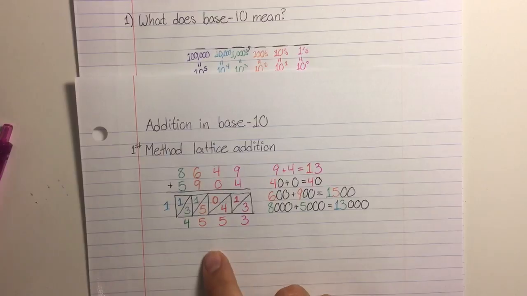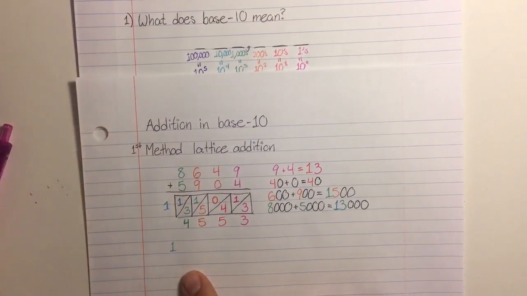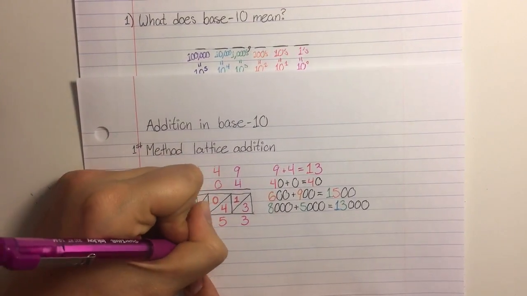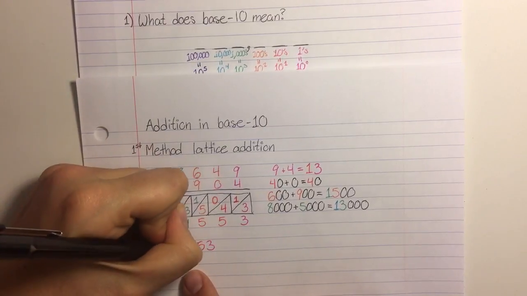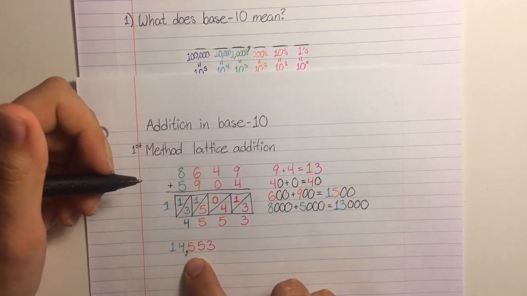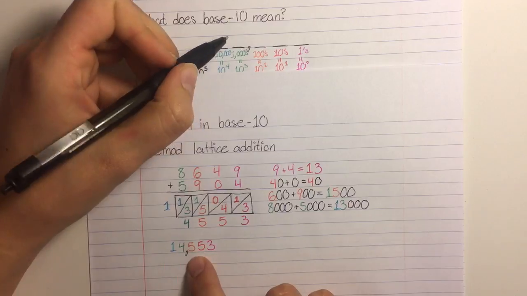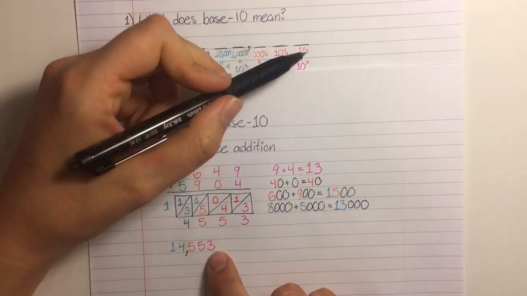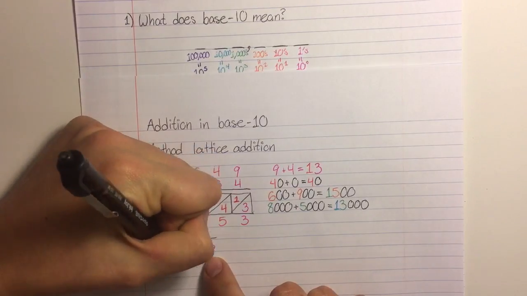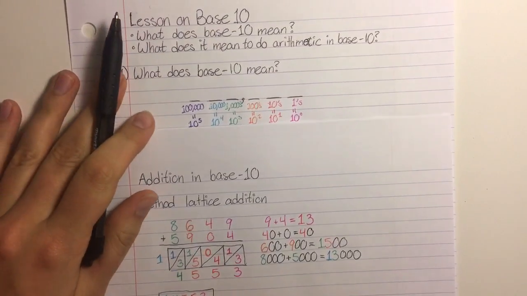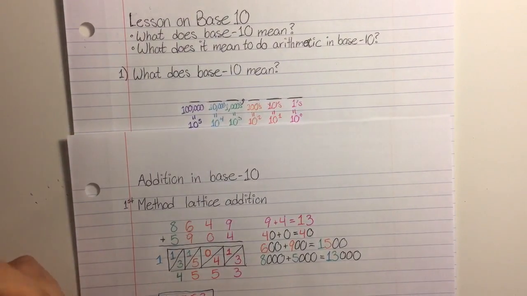Sweet. So then our final answer is going to be 1, 4, 5, 5, 3. If we want to practice saying that, it's going to be 14,553. So we have 1 representing the 10,000s, 4 in the thousands place, 5 in the hundreds, 5 in the tens, and 3 in the ones. And that's going to be our answer. So that's what it looks like to do arithmetic in the form of addition, to answer this question up here, using lattice addition.